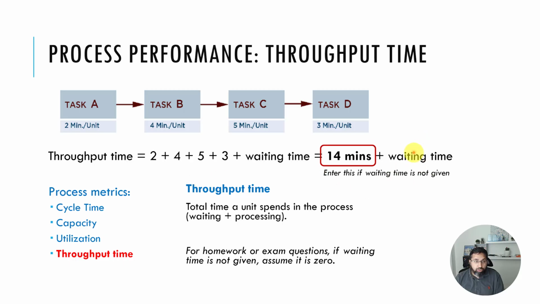Okay, so if I don't provide you the waiting time, then you're just going to give me this 14 minutes. Okay, but if I tell you, okay, waiting time here is 5 minutes, here is 20 minutes, here is 0, then you just add up the waiting times as well to 14 minutes to give me the answer.